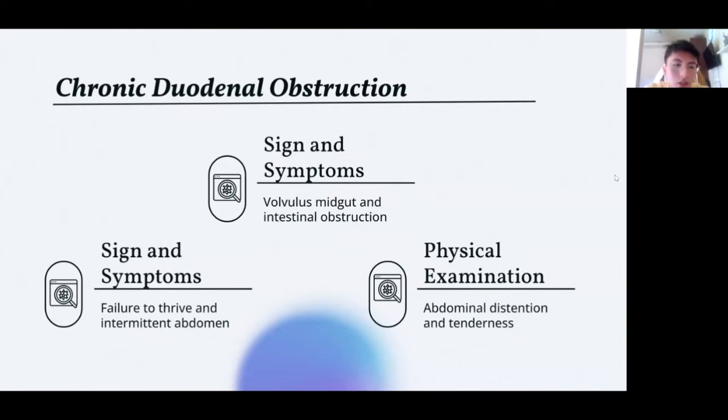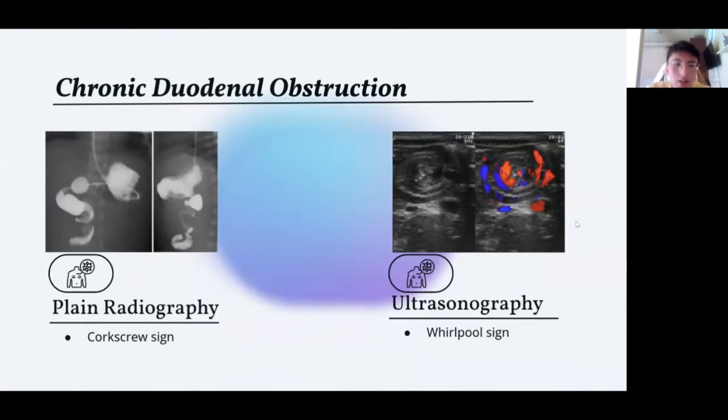Next, the patient also has failure to thrive and intermittent abdominal pain. And on physical examination, abdominal distension and tenderness may be present. This is the imaging of chronic duodenal obstruction using plain radiography and ultrasonography, where the plain radiography shows corkscrew sign, where the duodenal segments are dilated, and the duodenojejunal junction is relocated due to the jejunum folding.